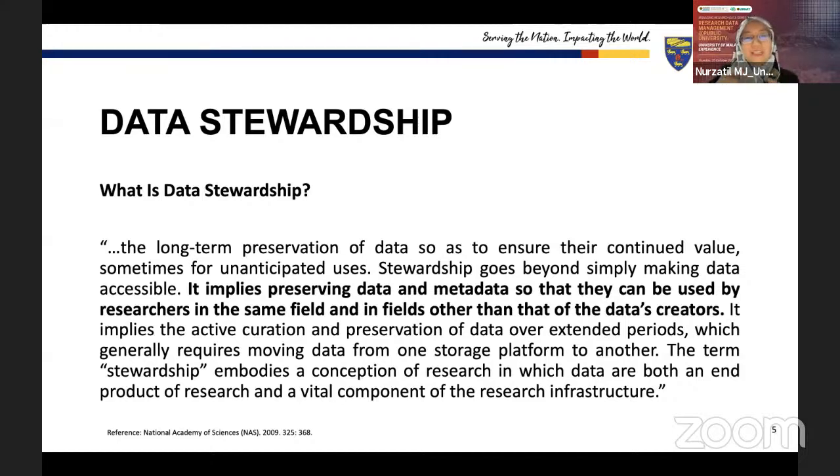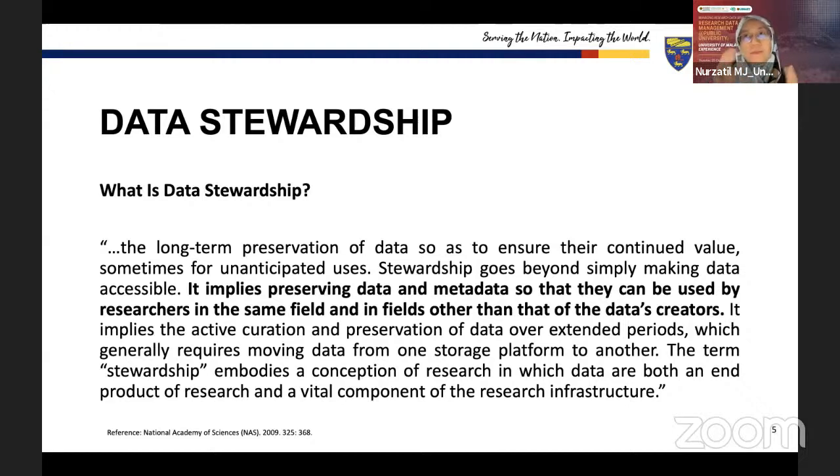So the idea of data stewardship is to introduce how to preserve the data in the long term. So it goes about preserving data. It's not just your research data, but also at the same time, the metadata. So metadata is the data that describe the research data. That's what the definition of metadata is. So why do we need these things, okay?